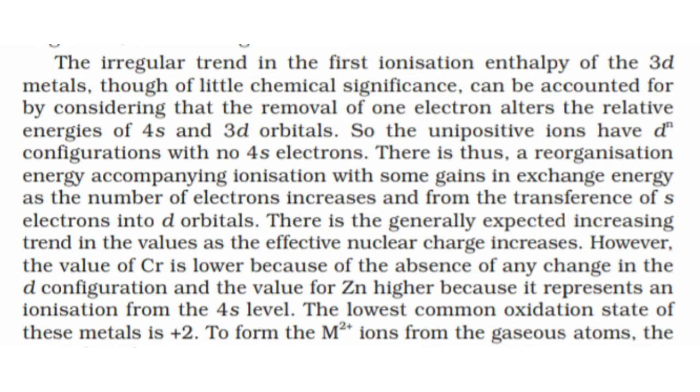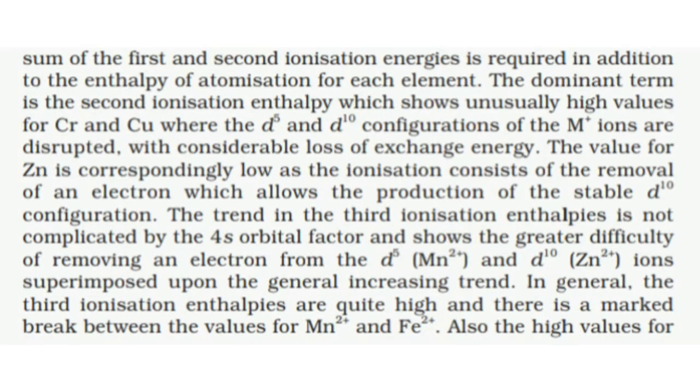There is a generally expected increasing trend in values as effective nuclear charge increases. However, the value for chromium is lower because of the absence of any change in the d configuration, and the value for Zn is higher because it represents an ionization from the 4s level. The lowest common oxidation state of these metals is +2. To form the M2+ ions from the gaseous atoms, the sum of first and second ionization energies is required in addition to the enthalpy of atomization for each element.